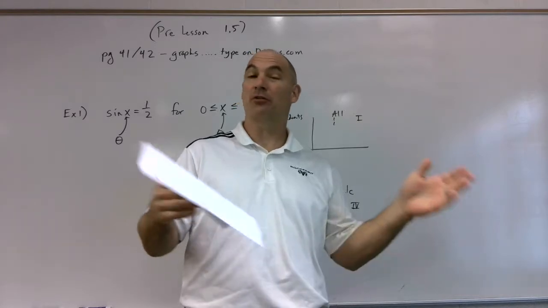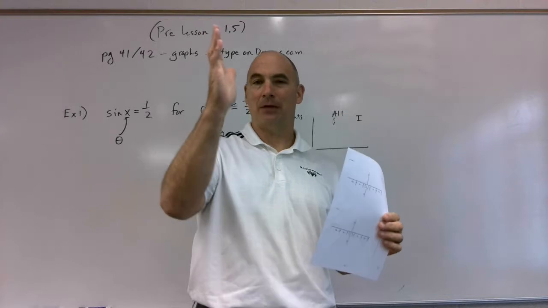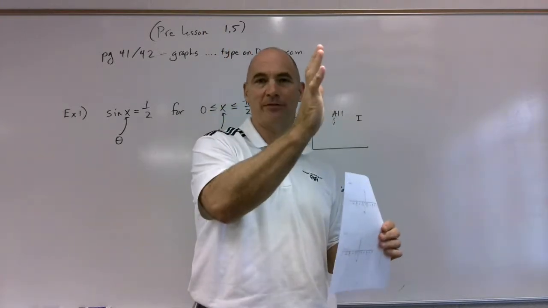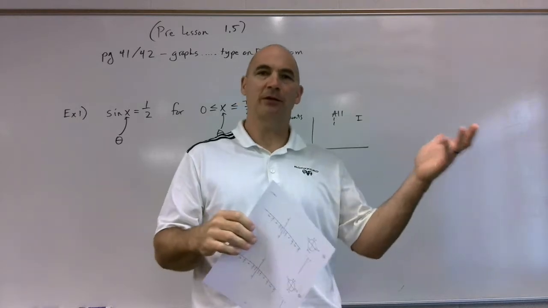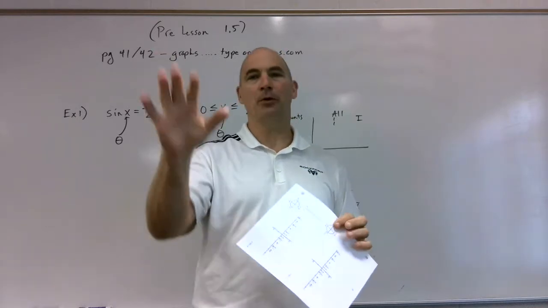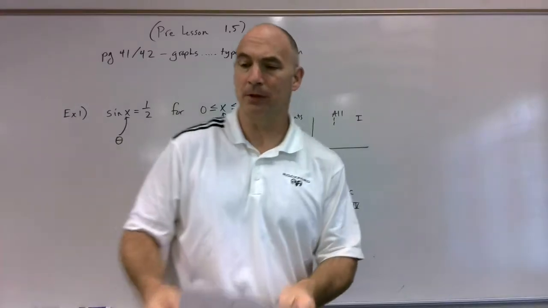I'll give you some bonus points if you can figure out why tangent has some areas where the graph doesn't cross. Same thing with cotangent, and why is secant the way it is and why is cosecant the way it is. I'll throw some bonus points your way. I'm not a big fan of bonuses, but I'll make an exception.